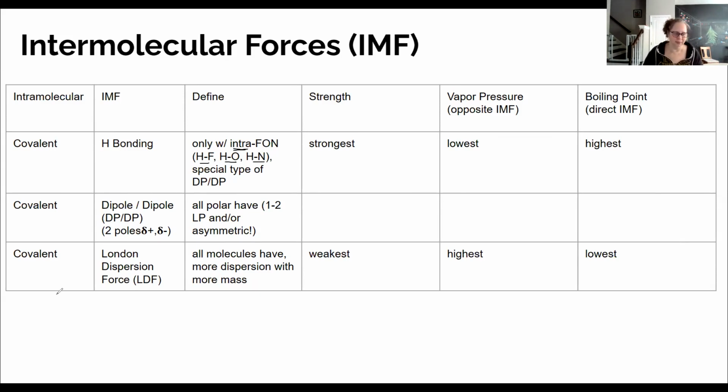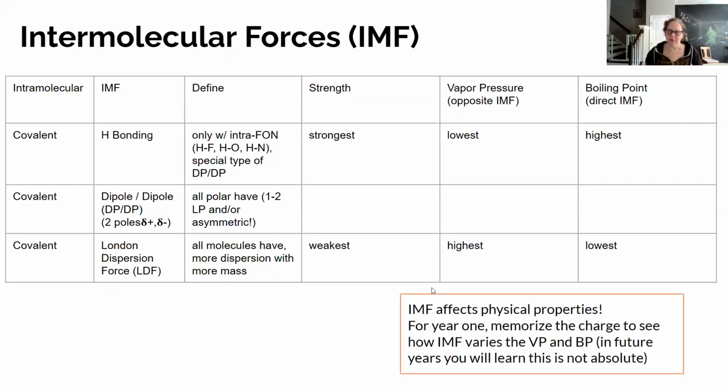This table would be important to memorize. These things, the intermolecular forces, affect your physical properties. It affects the vapor pressure, the ability to turn into a gas. It affects the boiling point, the ability to turn into a gas. It also affects things like solubility and surface tension.